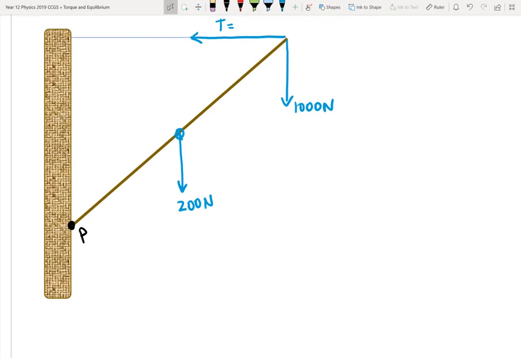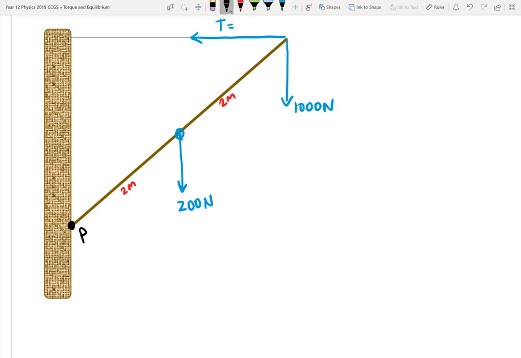Okay, I need to give you some information. Let's just say that the beam is 4 meters long, and it's uniform, such that its center of mass acts midway along, at 2 meters. Then the 1000 Newton weight at the end is acting 4 meters along.